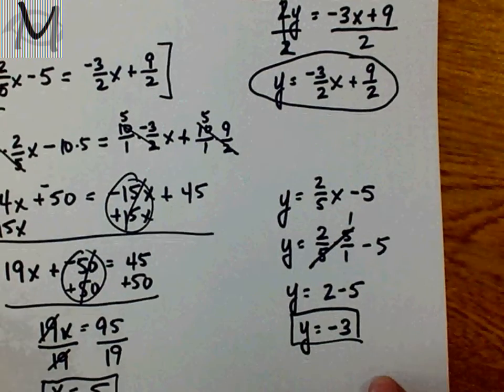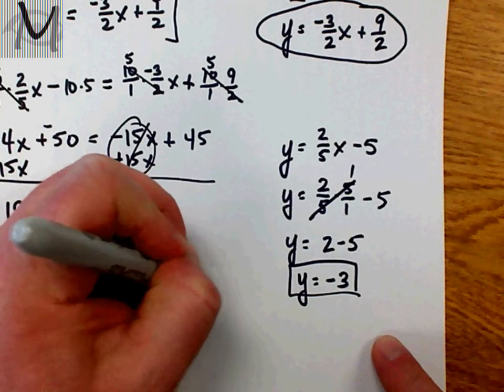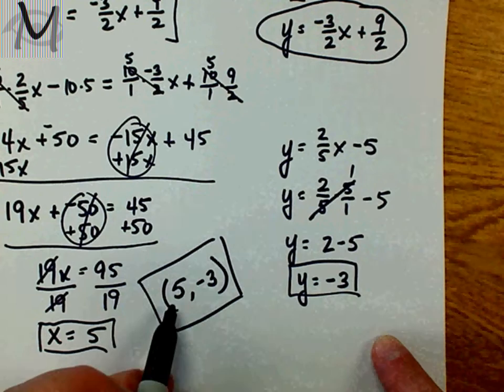So my final answer is x equals 5, y equals -3, and I can write it as an ordered pair, x comma y.